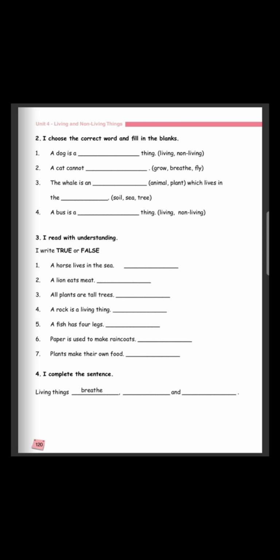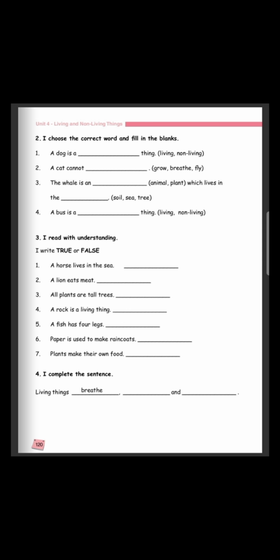All plants, animals, and human beings are living things. So, a dog is an animal, a living thing. So, a dog is a living thing. You have to cut off living and fill in the blank.